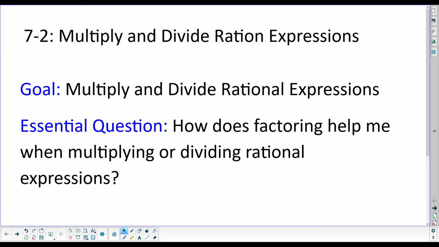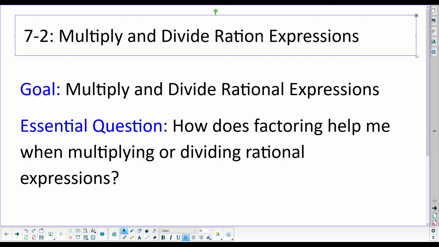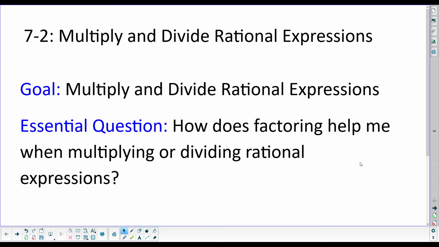Hey everyone, this is Algebra 2. This is Unit 7. We're talking about rational expressions. And so Lesson 7-2, we're going to talk about how to multiply and divide rational expressions.